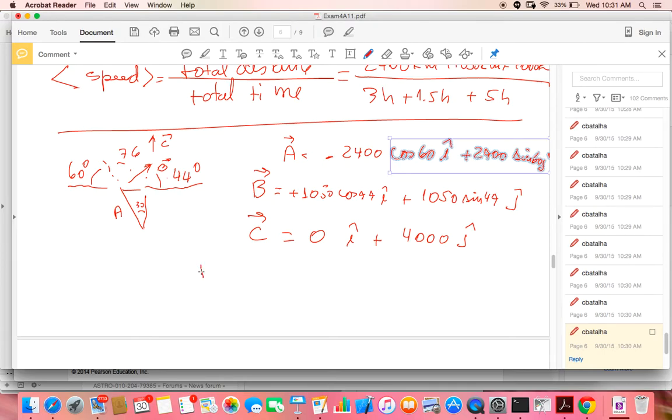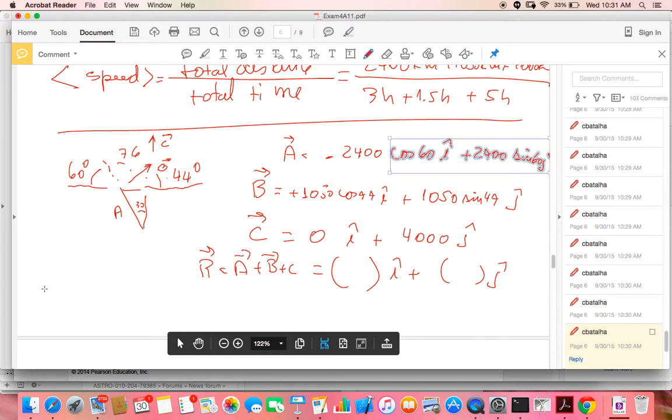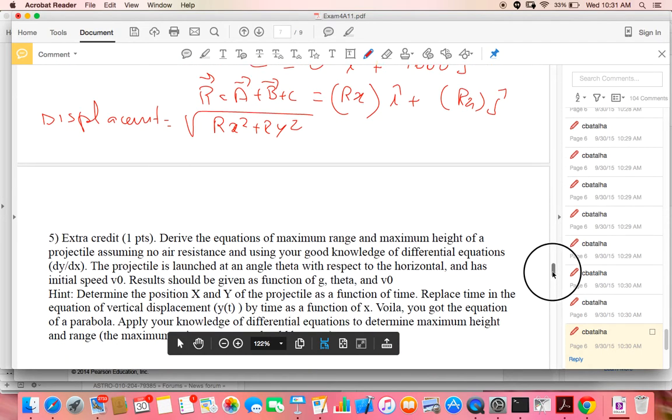So your resultant vector, which is A plus B plus C, is equal to the sum, and you can get that done in x and y. So to find how far, you want to find the displacement back. So this is your Rx, this is your Ry. So this is simply the square root of this plus that, square root, and then the problem is solved.